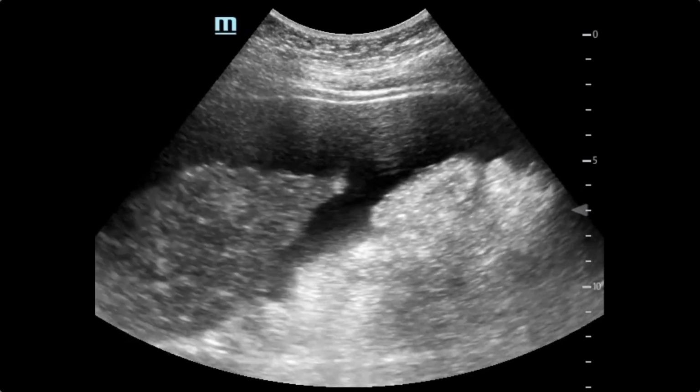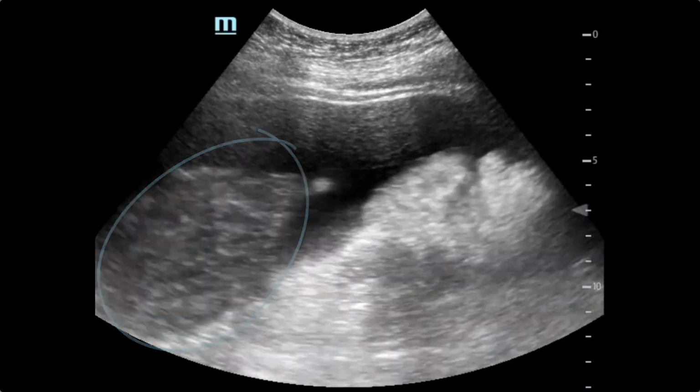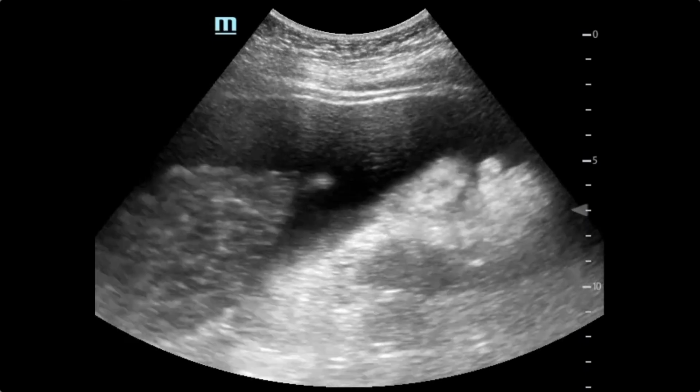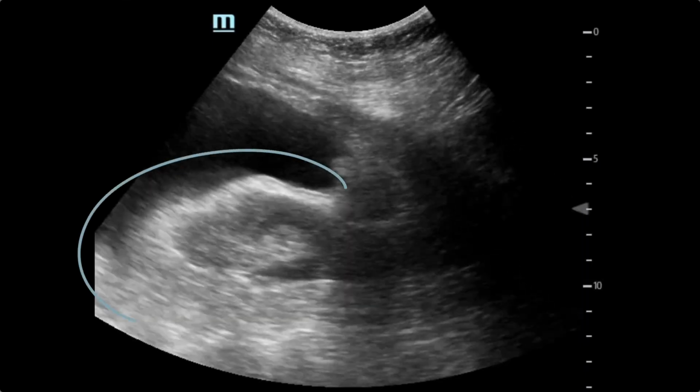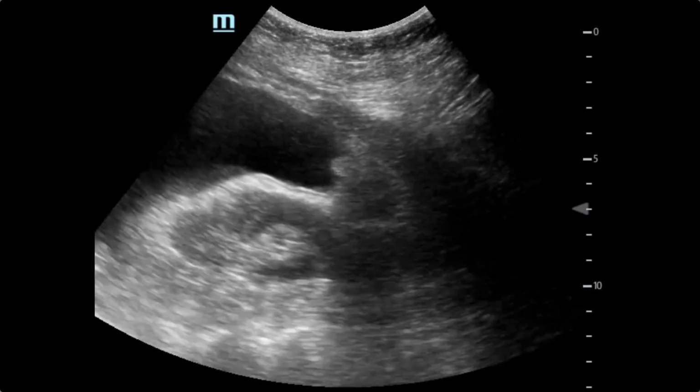Here's a scan I did in my early days, calling this tissue density a consolidated lung surrounded by pleural fluid. My mentor helpfully drew my attention to the fact that in the next image we have a kidney, so that pleural fluid is in fact ascites, and that lung is in fact a liver.